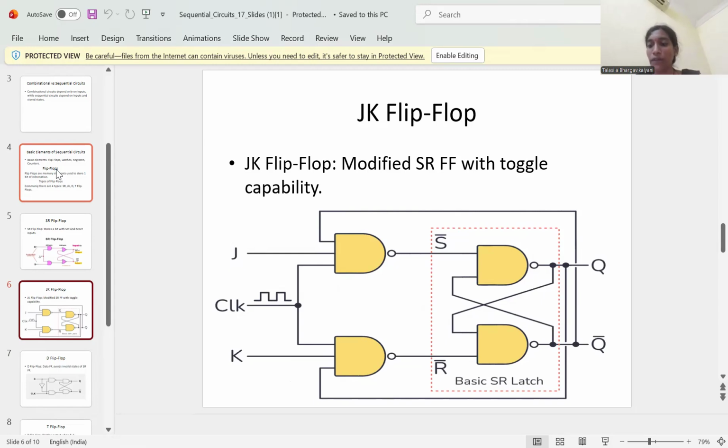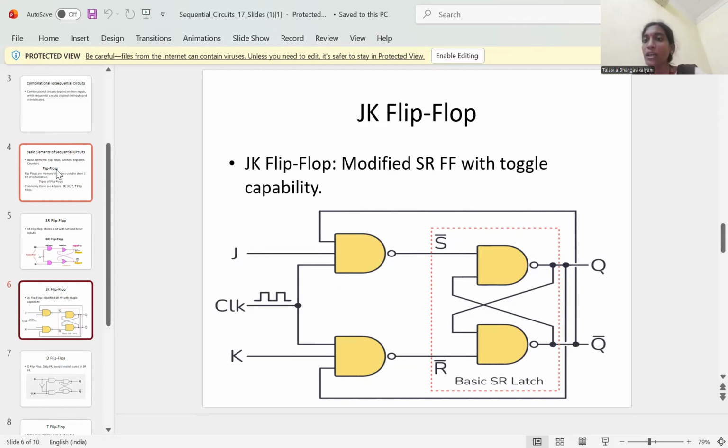Excitation table of JK flip-flop, which means building a JK flip-flop from present state and next state. If present state is 0 and next state is 0, K value is don't care and J value is 0. If present state is 0 and next state is 1, K value is don't care and J value is equal to 1.